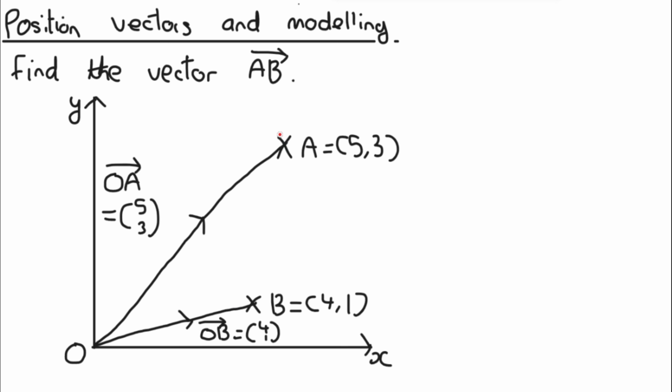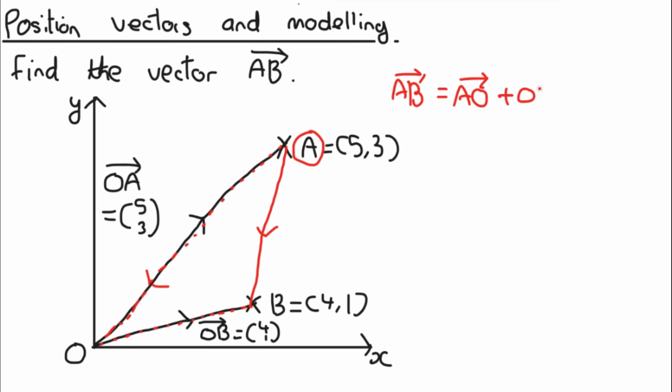So a very common exam question for them to ask is to find the vector AB. So it's going from A to B, so it's going to be this here. And the way we do this is just to follow the lines. So we start from A and we go down here in this direction. So AB is going to equal AO, and then we're going to go up like this, so it's going to be plus OB.